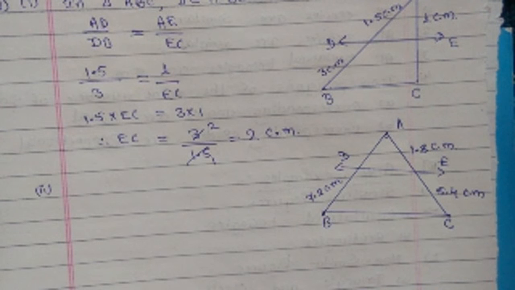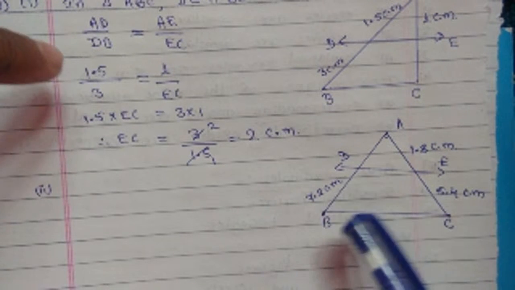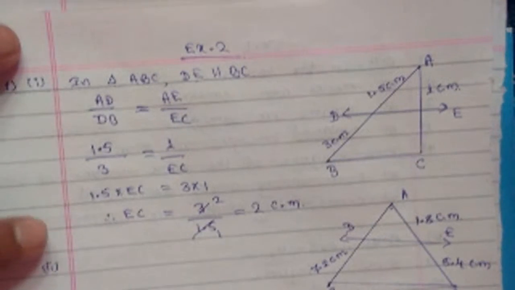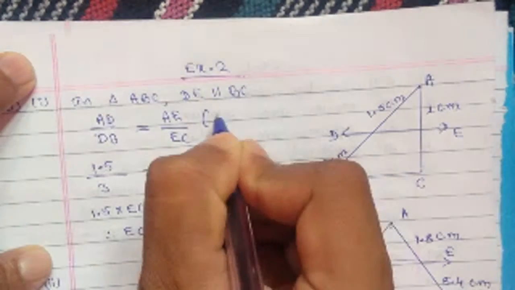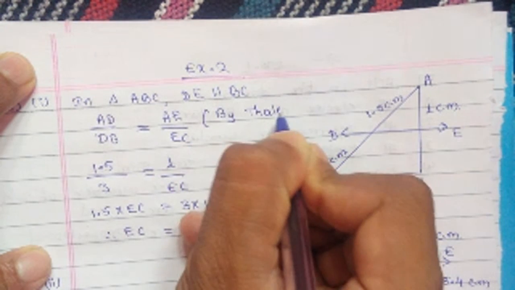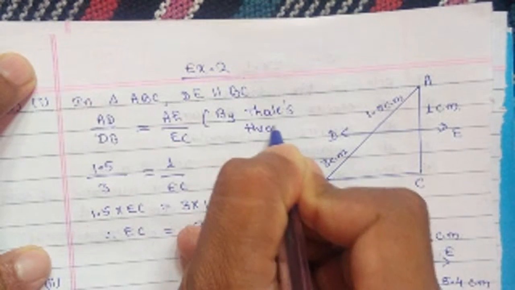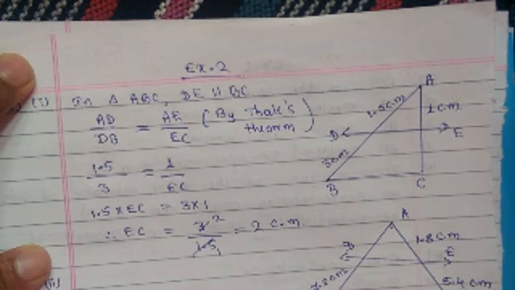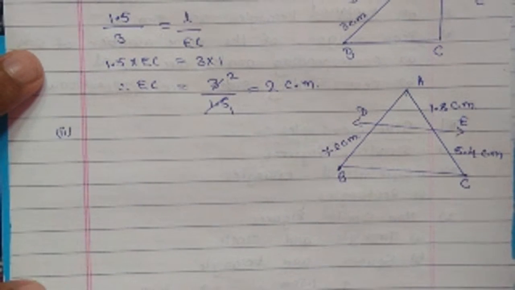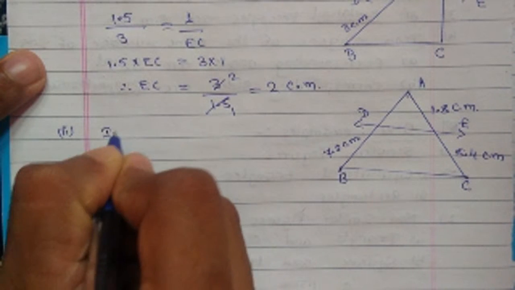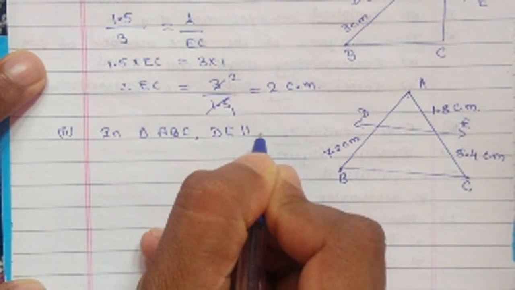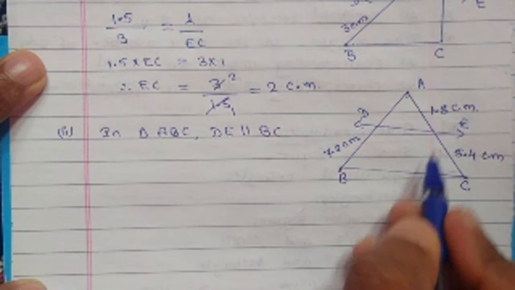Again here it is given that DE is parallel to BC. Again we have to apply Thales' theorem. So we have to add the reasons also, by Thales' theorem. Now for this problem, first I will write: in triangle ABC, DE is parallel to BC.